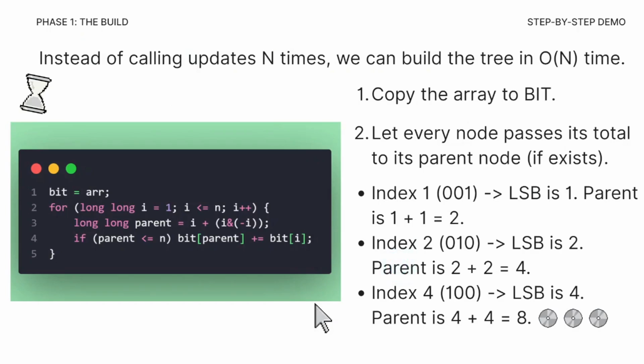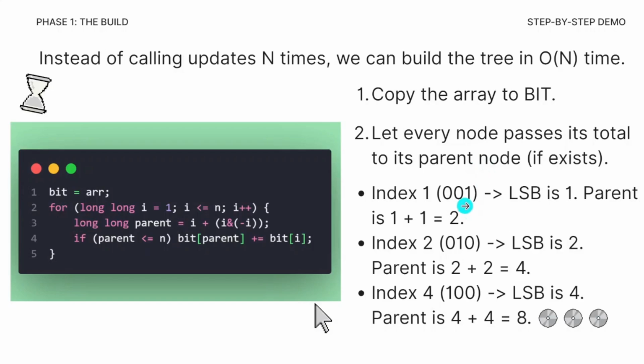And to build the bit array for a specific array, instead of calling updates n times for each of the slots in the bit array, we can build the tree in only one time with the following steps. First step is to copy the array into bits. With this line, you can see bits is equal to A. And the second step is to let every node pass its total to its parent node if the parent exists.